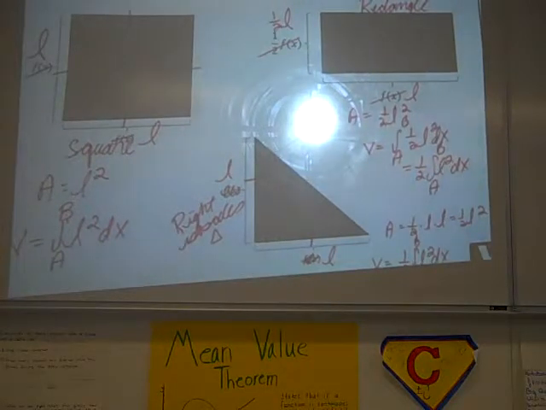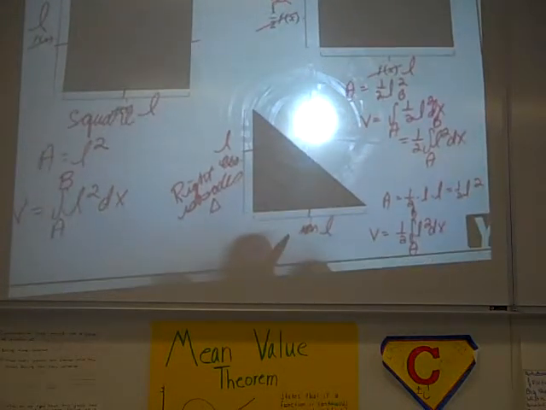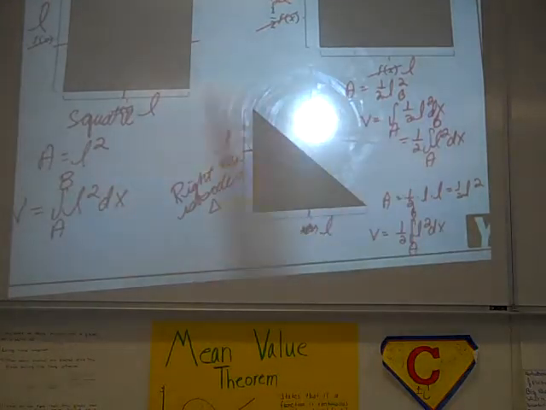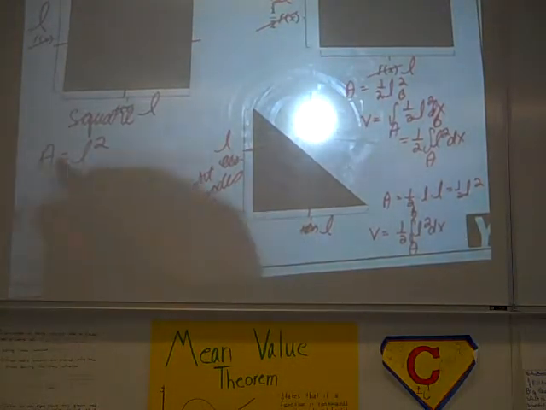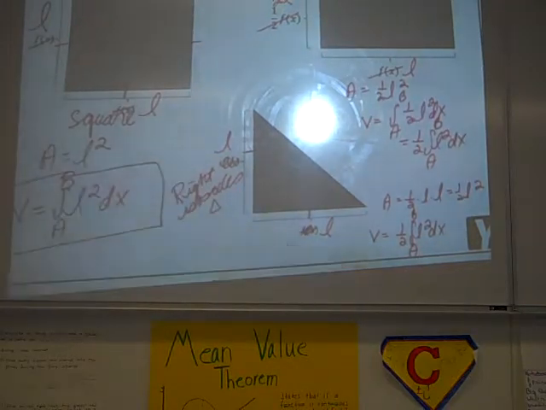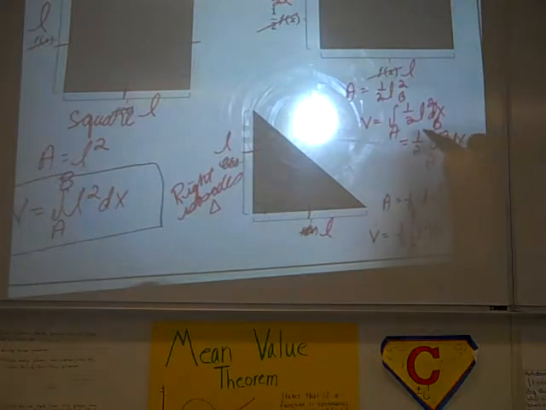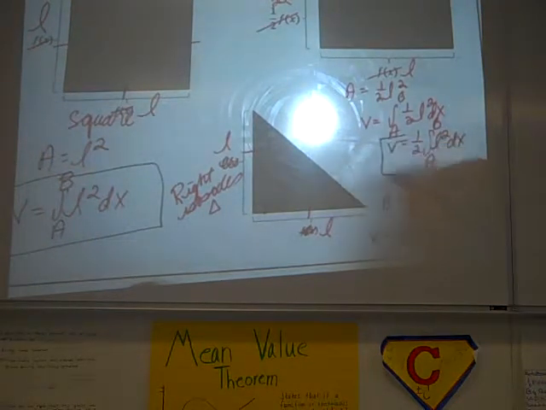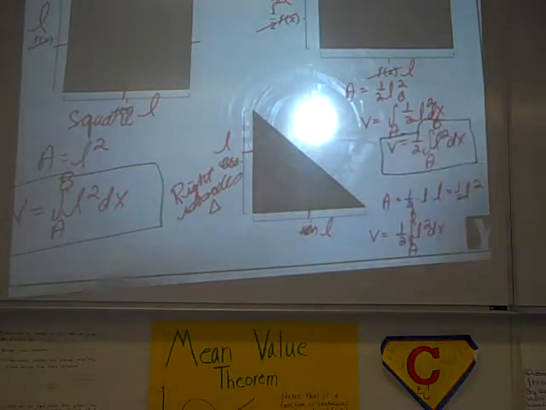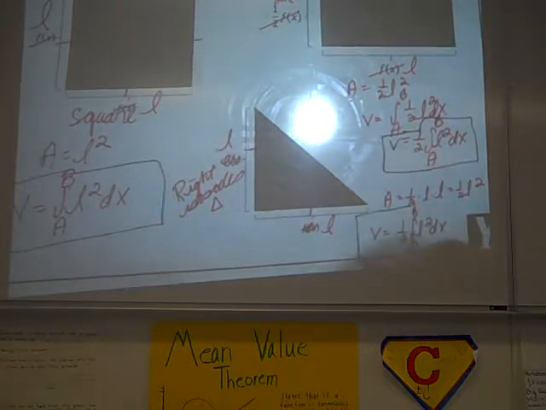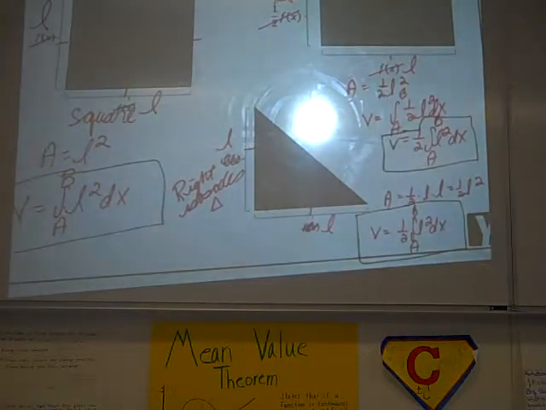Three different volume setups, one for each object. When your slices are squares, the volume is integral from A to B, L squared dx. If it's a rectangle and the height is 1/2 the length of the base, then your volume is 1/2 integral from A to B, L squared dx. If you have right isosceles triangles, 1/2 A to B integral L squared dx.